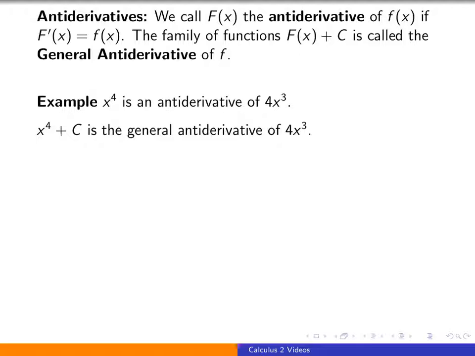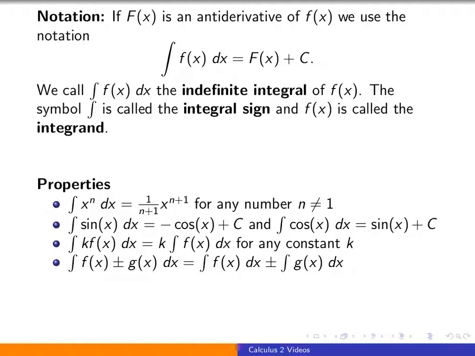Now, notationally, antiderivatives by themselves can be a bit tough to work with, so we introduce the idea of an indefinite integral. So if big F is an antiderivative of little f, we use the following notation. We say the integral of little f is big F plus c. That is to say that this integral sign, which we refer to as an indefinite integral, represents the general antiderivative of little f. And just a small bit of terminology, we call little f the integrand.